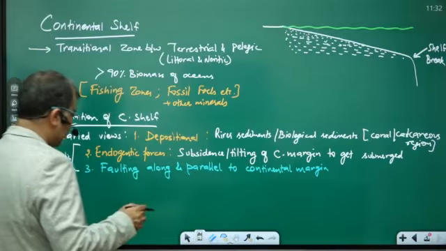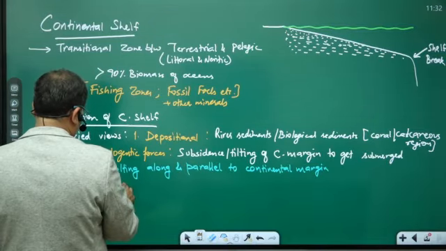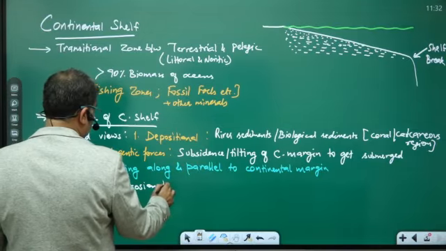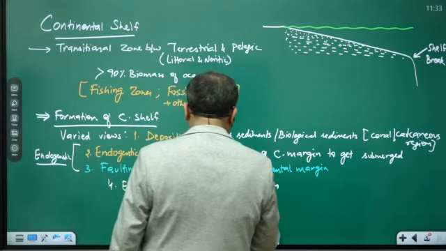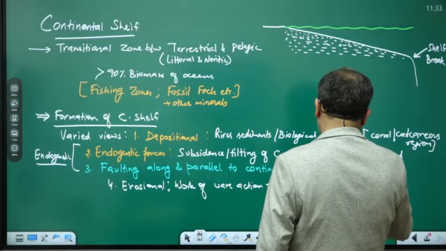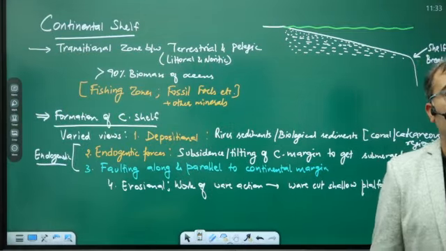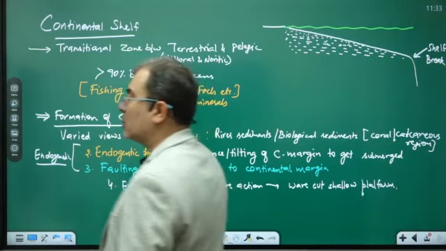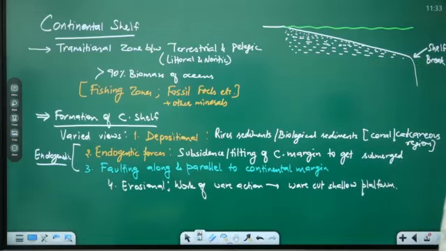Both of them are endogenetic only, but I have kept it as a separate one. So the coast was there, waves kept on cutting, and they flattened it. And now we have a wave cut platform. A wave cut platform is an erosional surface that is left after the coastal erosion. So a wave cut platform may be possible. Possible or not, everyone with me on this? Clear? That is done too. Any other way?